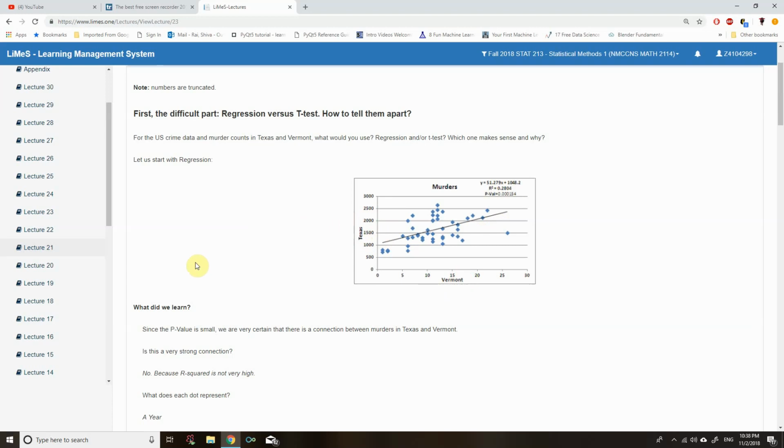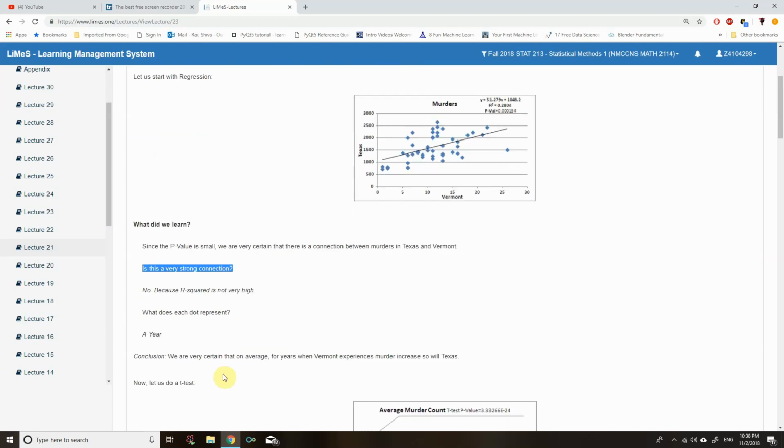Okay, so let's see what is written here. What did we learn? Since the p-value is small, we are very certain that there is a connection between murders in Texas and Vermont. Okay, is this a very strong connection? No, since R square is very low. Okay, 0.28 is very low.